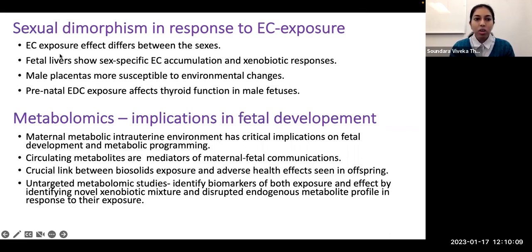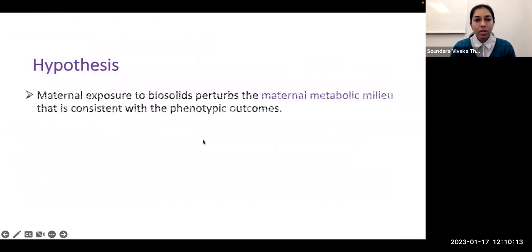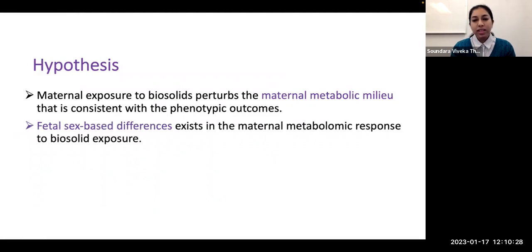So with this background, we had the hypothesis that exposure to biosolids perturbs the maternal metabolic milieu, which is consistent with the adverse phenotypic outcomes that have been observed in this model. We also hypothesized that fetal sex-based differences exist in the maternal metabolomic response to the biosolids.